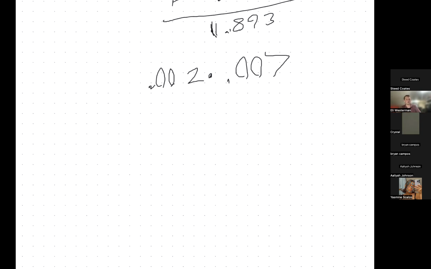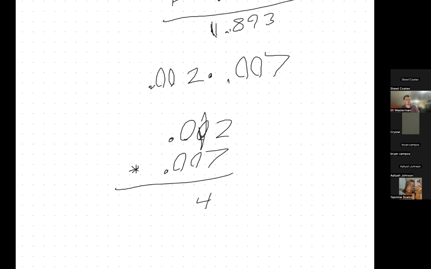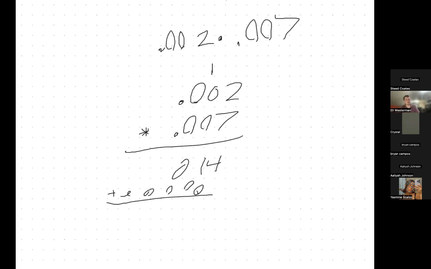All right, I'm gonna work this one. 0.002, 0.007. 7 times 2 is 14. I don't know why it does that. Like it's caught and then starts scribbling. Carry the 1, then it's 0, placeholder 0. That's gonna be 0, 0, 0, 0, 0. So I get 14 here.